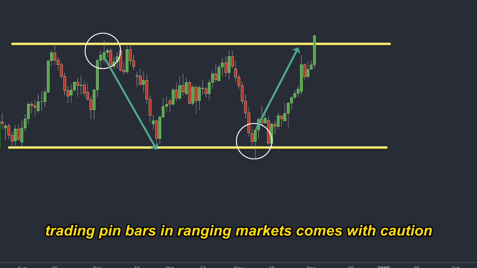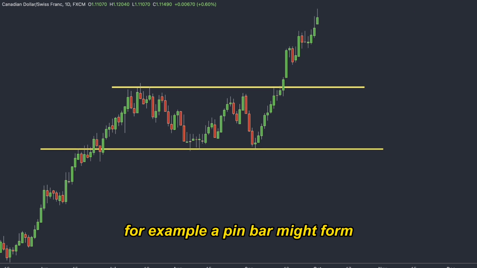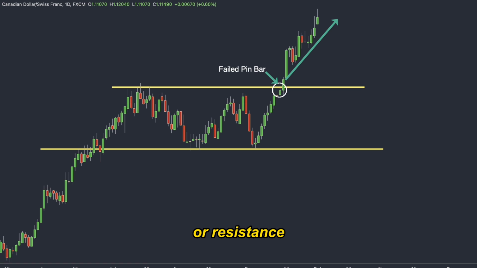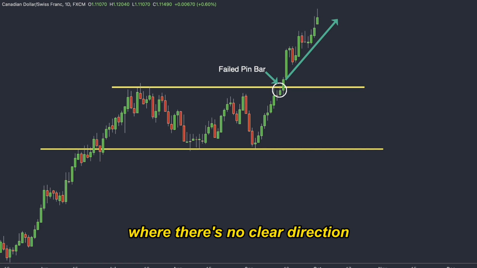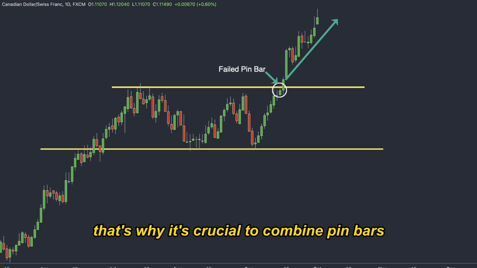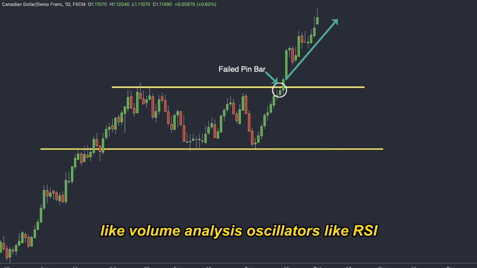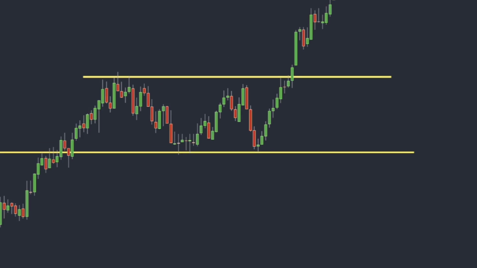However, trading pin bars in ranging markets comes with caution. Since the market isn't in a strong trend, false signals are more common. For example, a pin bar might form, but the price could still break through support or resistance, especially in consolidating or choppy markets where there's no clear direction. That's why it's crucial to combine pin bars with other technical tools, like volume analysis, oscillators like RSI, or price action patterns, to confirm the strength of the signal.